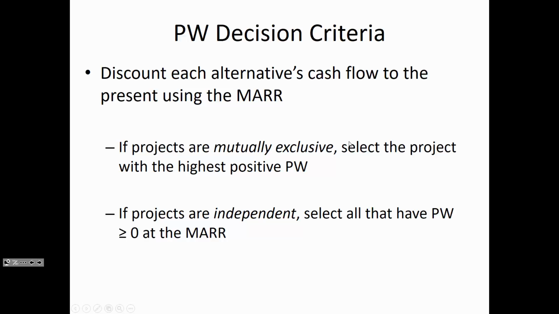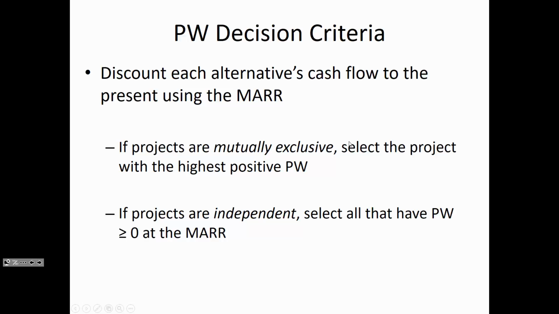But if you discount all of the cash flows to the present and you have a positive present worth, that means that your rate of return is larger than the minimum acceptable rate of return that you discounted the cash flows at. So that's for mutually exclusive. You pick one. In the case of independent projects, you choose all of them that have a positive present worth.